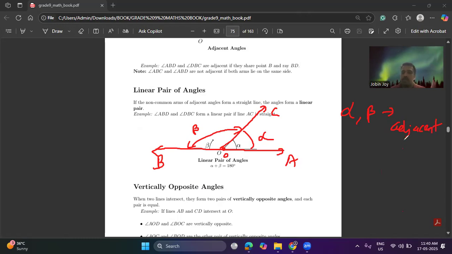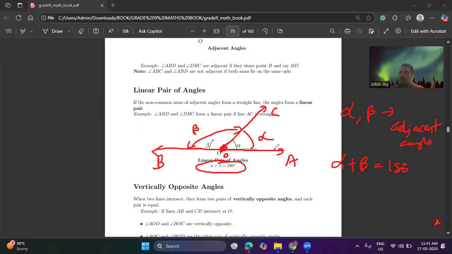Why are alpha, beta angles adjacent angles? These two angles have a common vertex O and there is a common arm OC and the two non-common arms lie on the opposite side of this common arm. So this alpha, beta are called adjacent angles. When you add these alpha plus beta, what is the value? I am getting 180 degree. Okay, so then we call this as linear pair of angles. When alpha plus beta is equal to 180 degree, we call this as linear pair of angles.